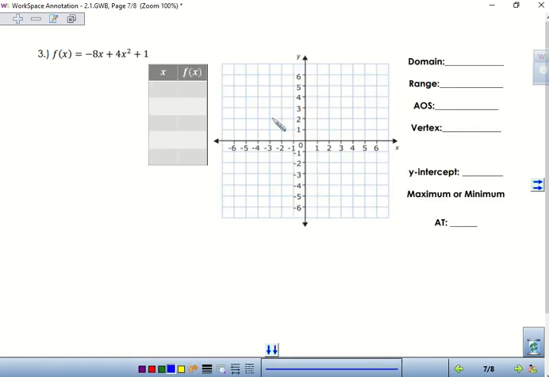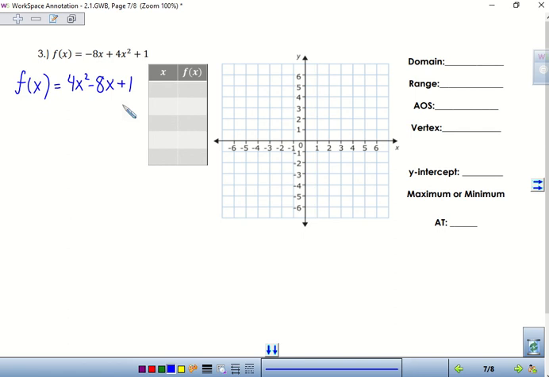So, who thinks this is in standard form? Raise your hand. Who thinks it's not in standard form? Very good. What's wrong with it? The x squared is in the middle of the sentence. Yes. And anybody want to tell me how to fix it? Yes. 4x squared first. Good. 4x squared minus 8x plus 1.